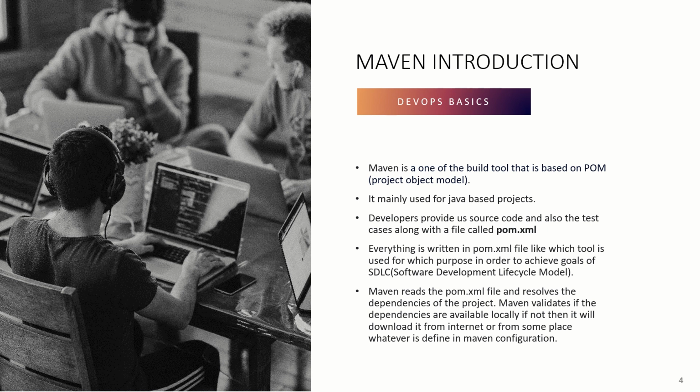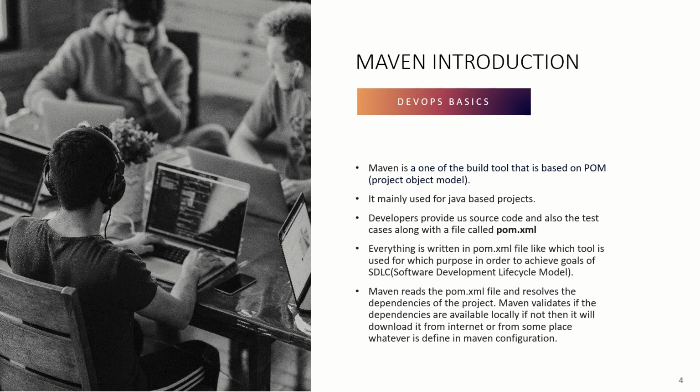Actually, whenever we have a build process, in that kind of build process we have multiple stages during the build. So Maven basically reads this pom.xml file and resolves the dependencies of the project. So what is basically a dependency? Suppose you are building Java based code using Maven, so Maven will read your pom.xml, and in that pom.xml it will see that different tools are used for different stages. I'll discuss in my later slides what all stages we use in case of the build process.